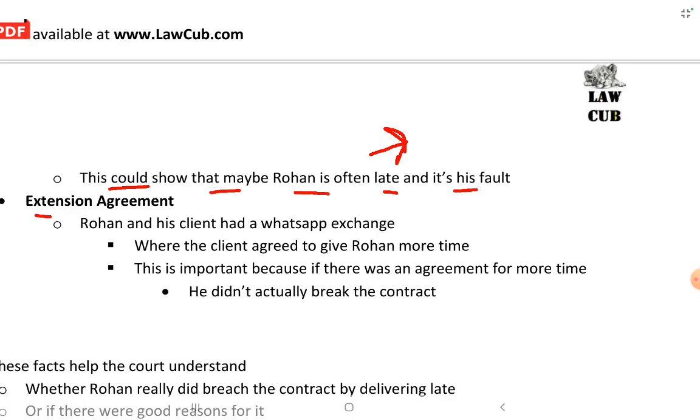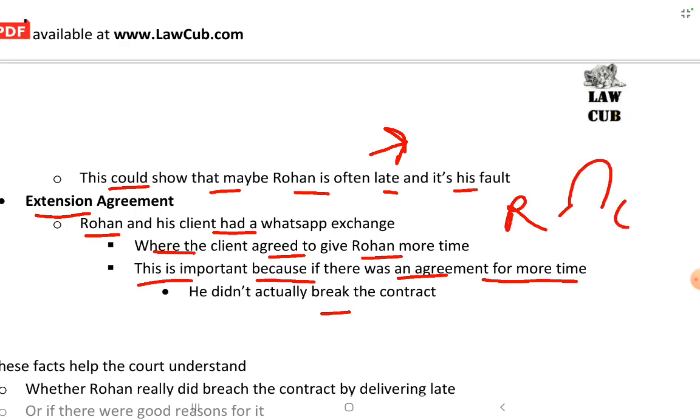Another relevant fact is the extension agreement. Rohan and his client had a WhatsApp exchange where the client agreed to give Rohan more time. This is important because if there was an agreement for more time, he didn't actually break the contract. Suppose in the WhatsApp chat the client says, okay, you can deliver the goods in 15 days. So from this relevant fact, the probability is that maybe Rohan has not breached the contract, as they have already agreed for the extension of time.